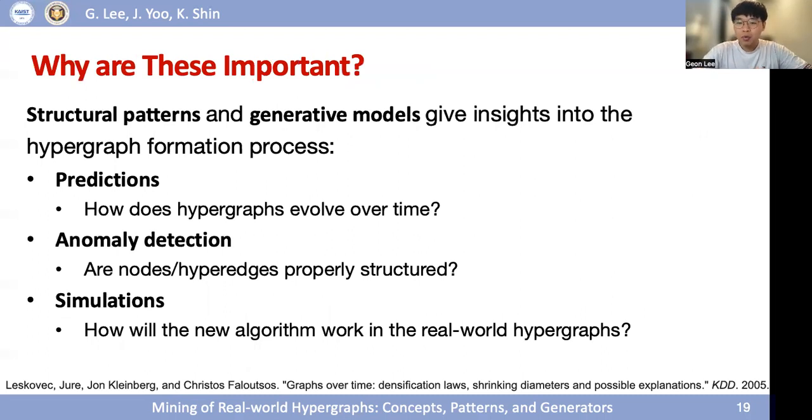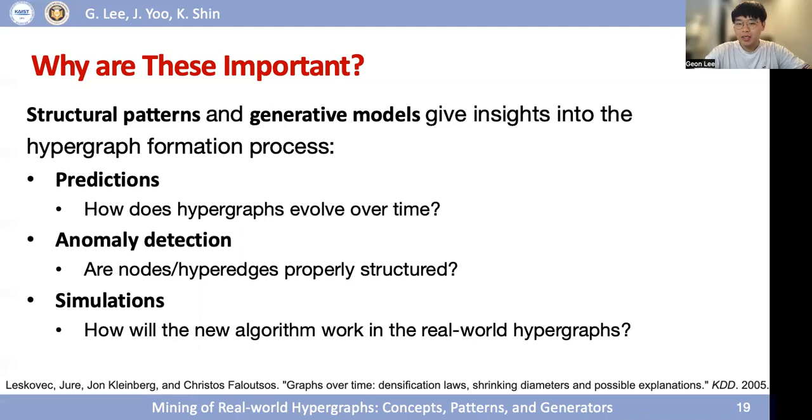Then why are these important? Understanding the structural patterns and designing generative models that work based on them give insights into the hypergraph formation process. This can be used in various applications. For example, in predictions, by analyzing how the hypergraph evolves over time, we can predict future group interactions.